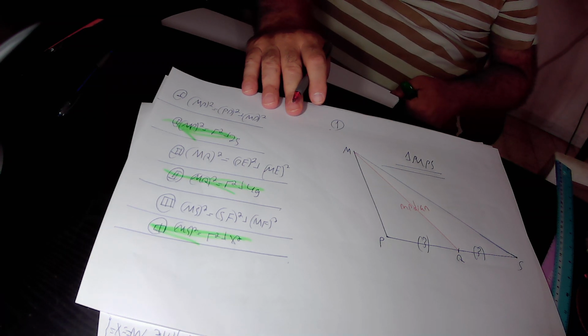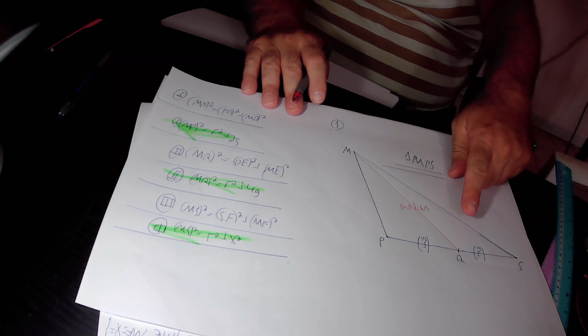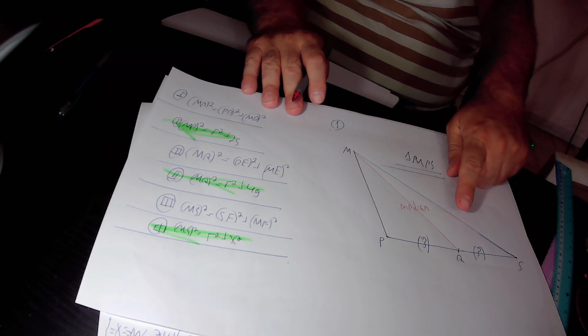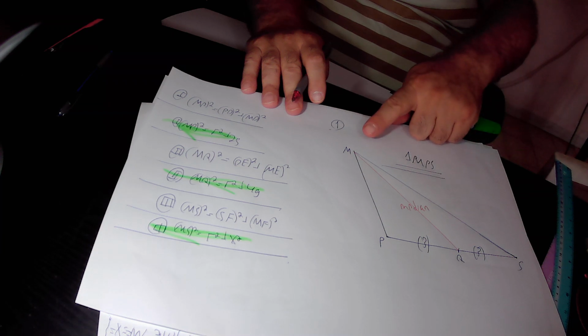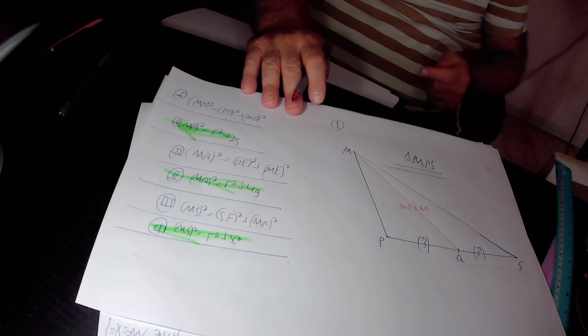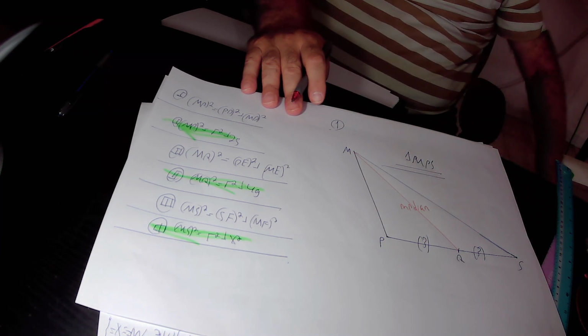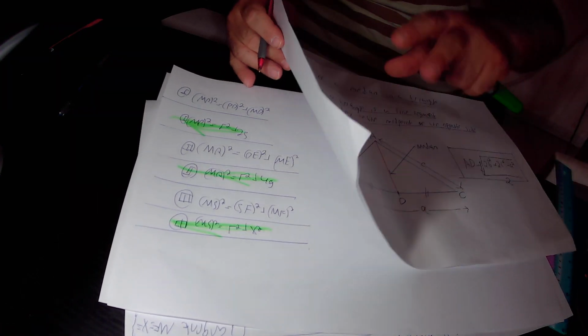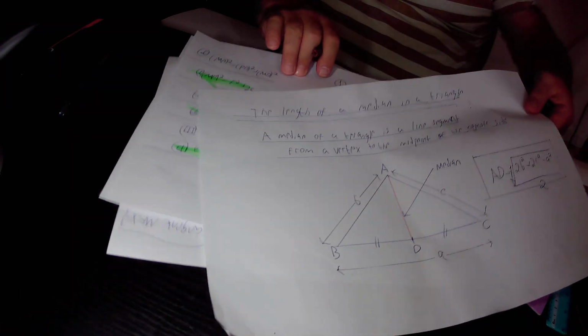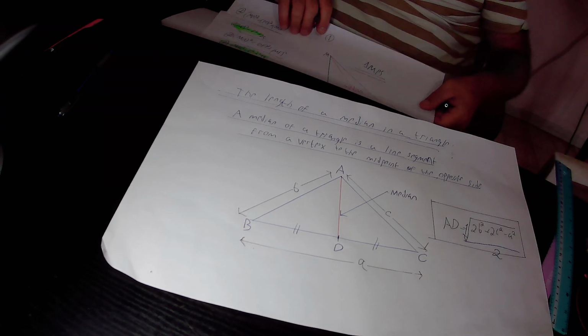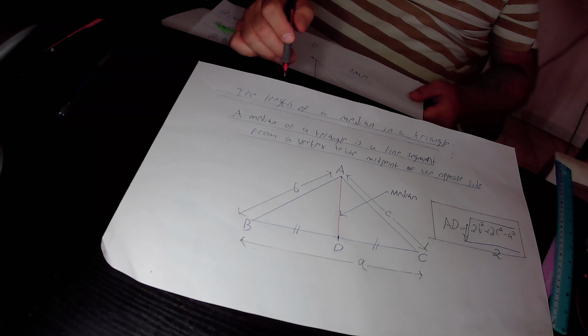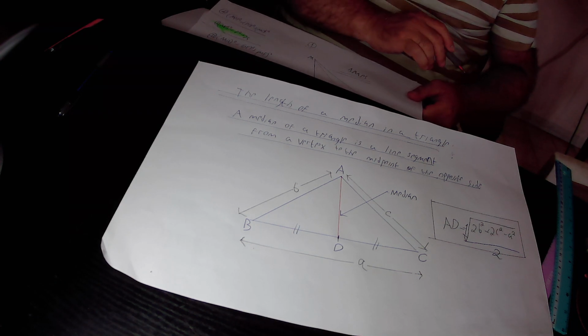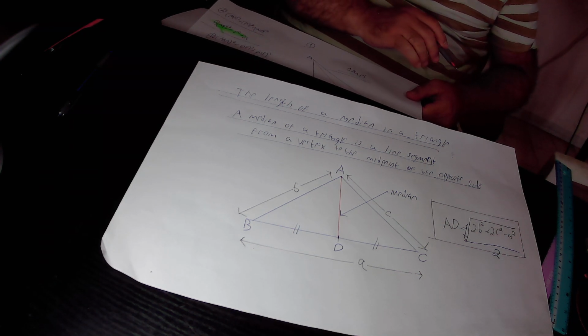So, we want to find out the length of the median MQ. Actually, we have a new formula for the length of the median MQ. So the length of a median in a triangle. What is the length of a median in a triangle?